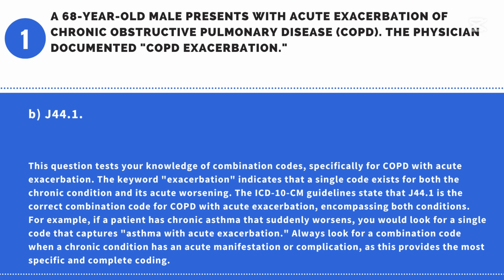For example, if a patient has chronic asthma that suddenly worsens, you would look for a single code that captures asthma with acute exacerbation. Always look for a combination code when a chronic condition has an acute manifestation or complication, as this provides the most specific and complete coding.